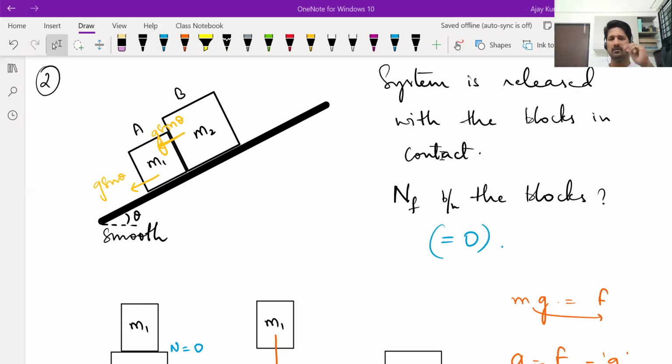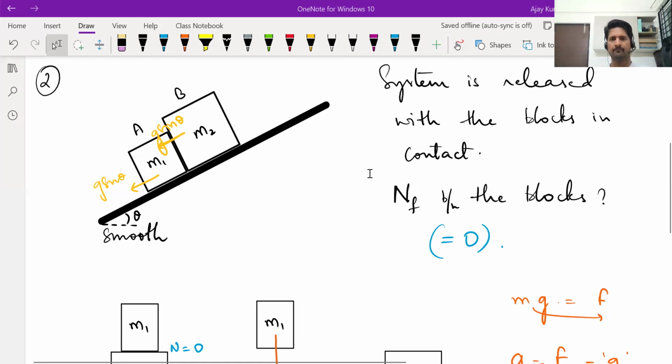Okay. And because the block which is behind M2 doesn't have a tendency to go faster than M1, it won't push M1. So they'll both slide side by side without pushing each other. Okay, hope this is clear to all of you. If you have any doubts, you can ask.